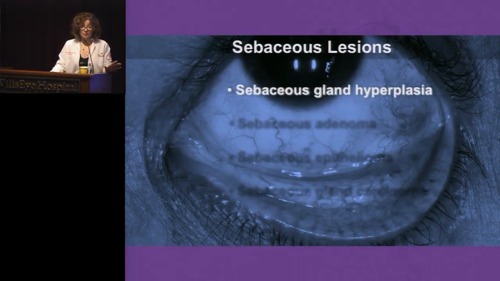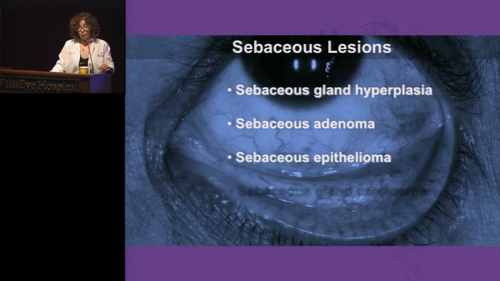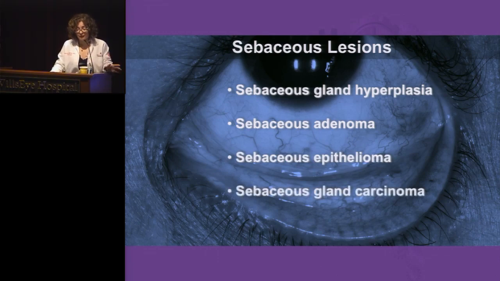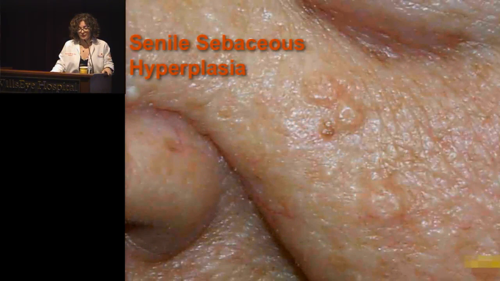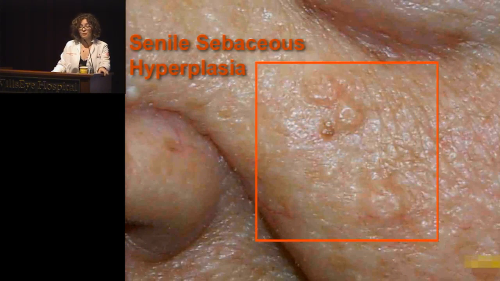And just like with epidermal-based lesions, these are stratified into reactive phenomena or hyperplasia, truly neoplastic conditions, which are borderline or pre-malignant, and frankly malignant sebaceous gland carcinomas. So first, sebaceous gland hyperplasia, which in the past was called senile. Nobody likes the term senile, so we now got rid of that term.